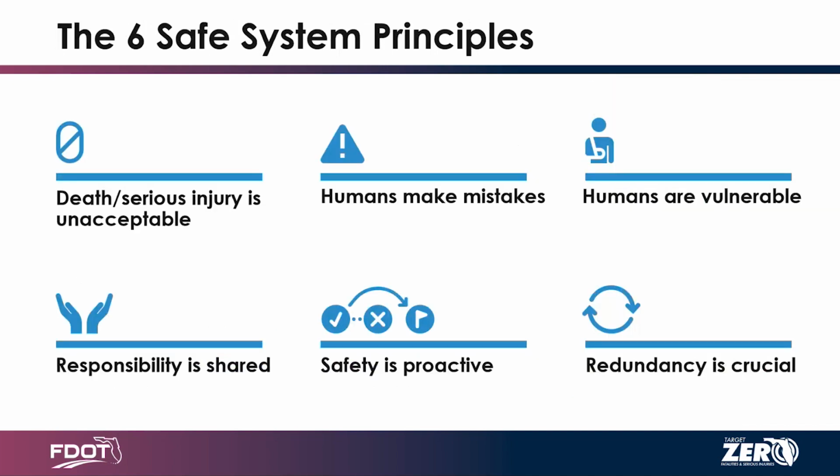Death and serious injury is unacceptable. Humans make mistakes. We're vulnerable. We're very squishy. Just remember we're squishy. That's the one thing. If we can all leave with squishiness. Responsibility is shared. Safety is proactive. Redundancy is crucial. We cannot survive crashes with motor vehicles.